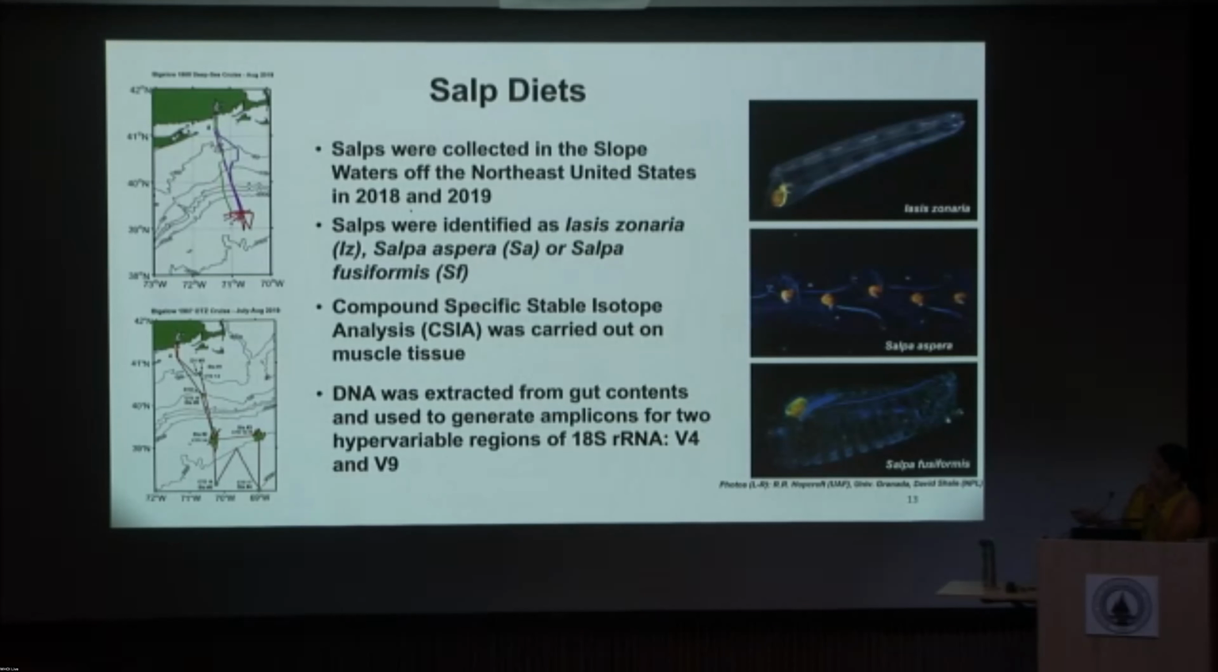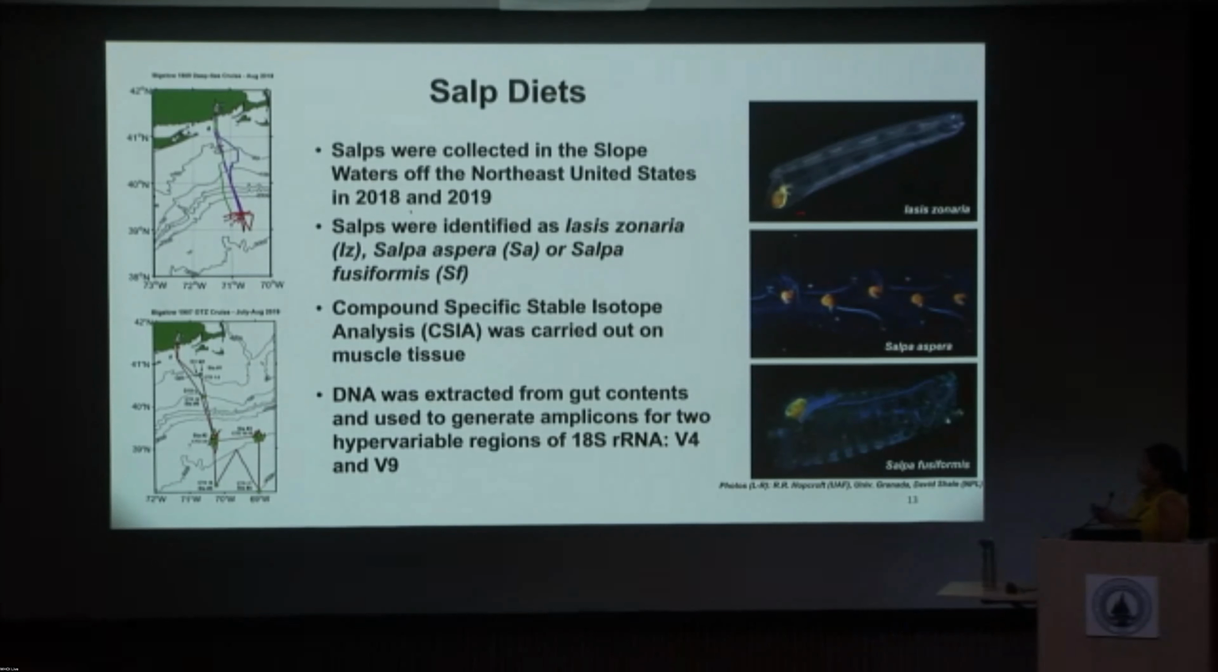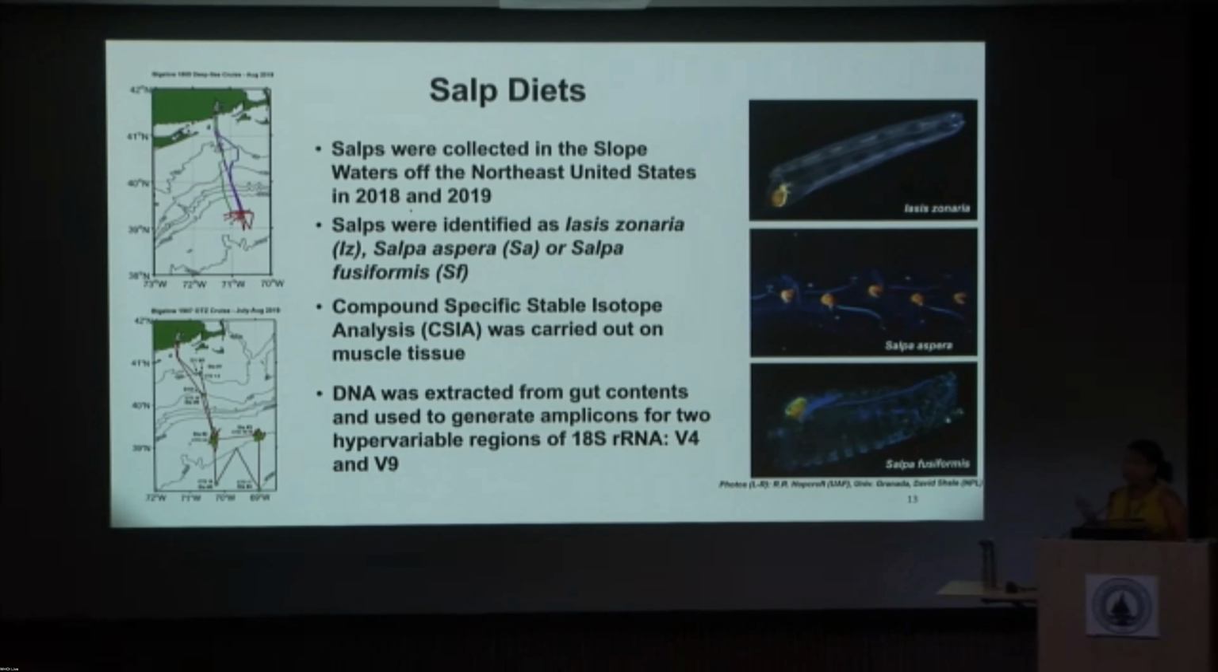Just a quick recap. They were collected in 2018 and 2019 in the Northeast United States. When all the zooplankton was collected, the scientists, I think Kayla was on board, were able to select the salps and separate them and freeze them. Back in the lab, I identified and separated them into the 3 species that I'm going to present today: Iasis zonaria, Salpa aspera, and Salpa fusiformis. Then I dissected the muscle tissue from all of these salp species and sent the samples to Kayla, and she carried out the compound-specific stable isotopes here at Woods Hole.